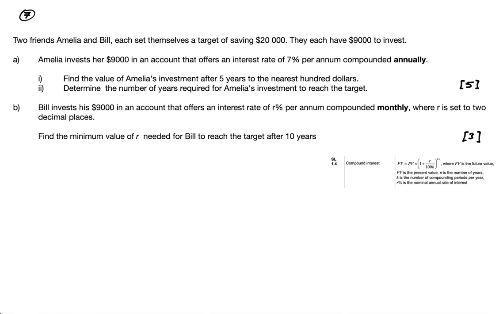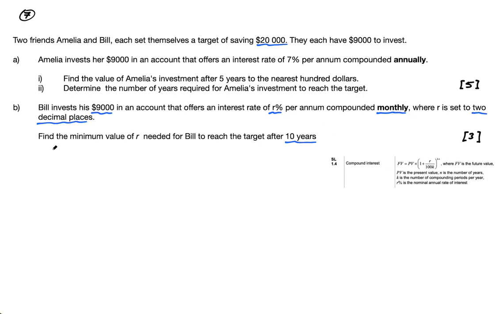Okay, so for part B, we have Bill. He also invests his $9,000 in an account that offers an interest rate of r%, so we don't know what the interest rate is. It's compounded monthly, and r is set to 2 decimal places. Now note, guys, I'm highlighting these really important points. Find the minimum value of r needed for Bill to reach his target after 10 years. And remember, guys, his target is 20,000. So I'm basically trying to find the interest rate that will give him 20,000 after 10 years.